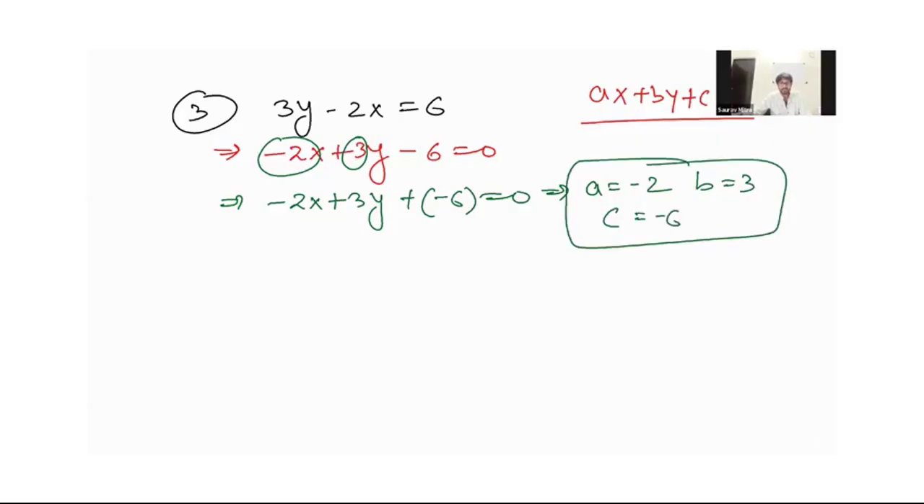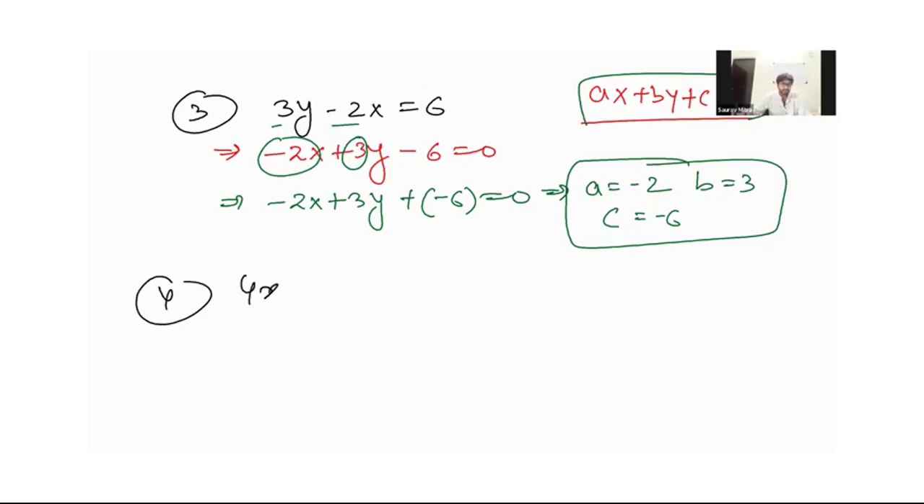This is how we can get our a, b and c on comparison with the standard form of the given linear equation. First of all, if it is not in standard form, we have to convert it, and then we will find the respective values of a, b and c. Let's take another example.